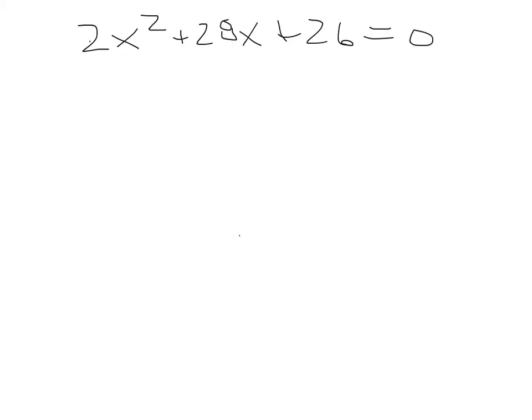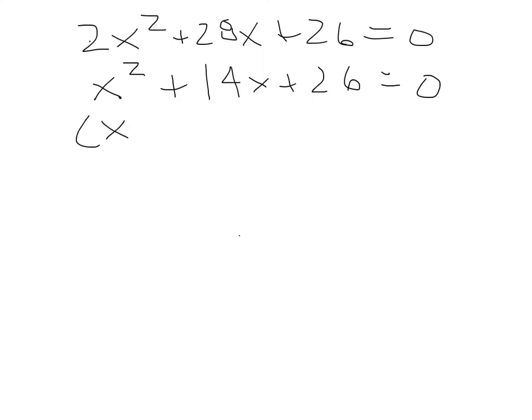Well, each of these terms can be divided by a 2 on the left, so I'm going to divide everything on the left by 2. I also need to divide everything on the right by 2, which is just a 0. 0 divided by 2 is 0. But by doing so, I create a quadratic equation, which is much easier to factor. This is going to factor into x plus 13, x plus 1, and I can set each of these equal to 0.